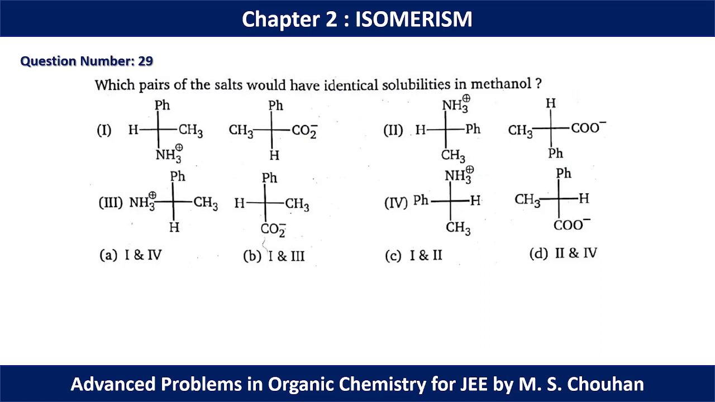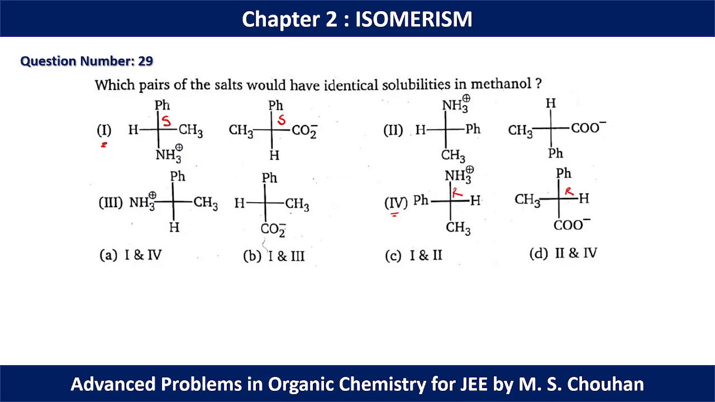In question number 29, which pair of salts should have identical solubilities in methanol? So in this case we can solve this question like this. The isomers will have the same type of solubility. Okay, enantiomers will have the same type of solubilities in methanol or in any solvents. So in set 1 we have two molecules. If we solve by RS nomenclature, it will become S, and again it will become S. And in option 4, again if we perform the RS nomenclature, it will become R and R.